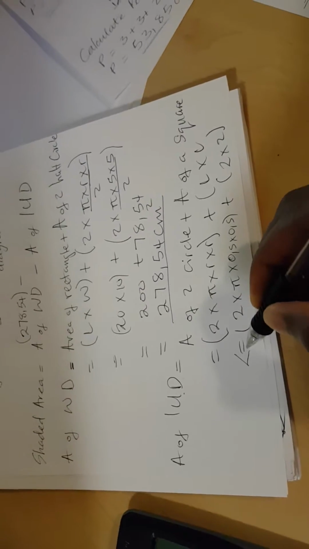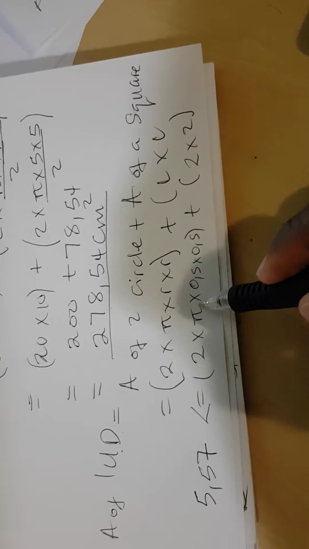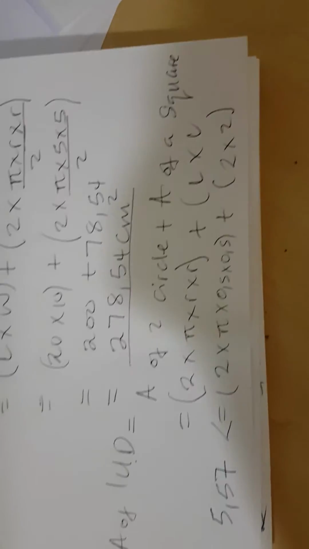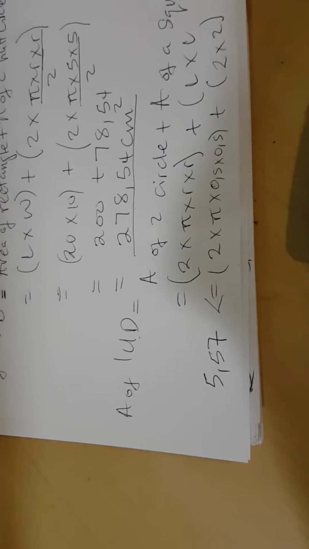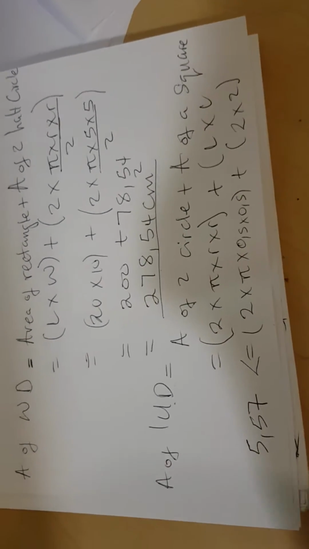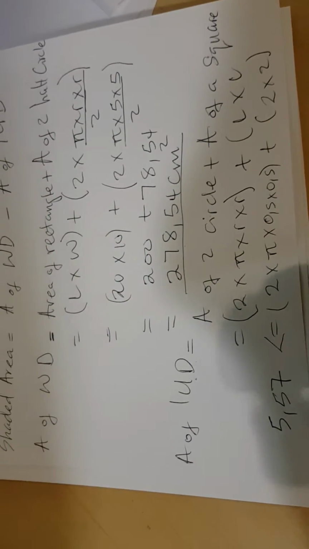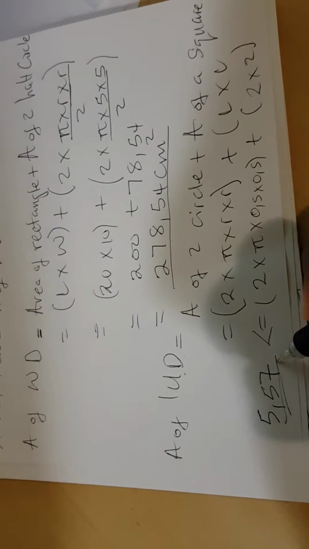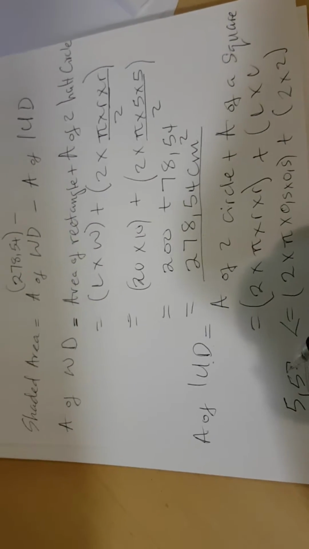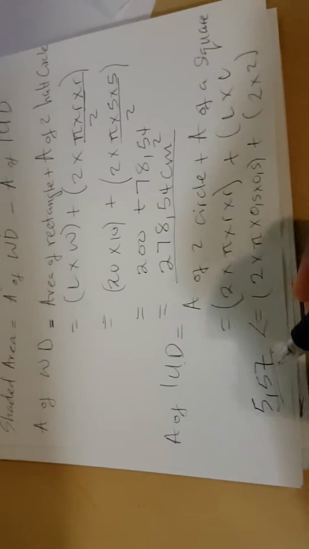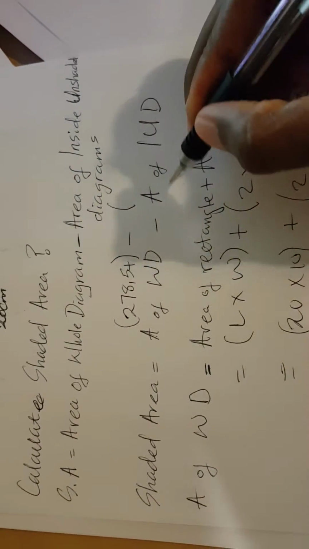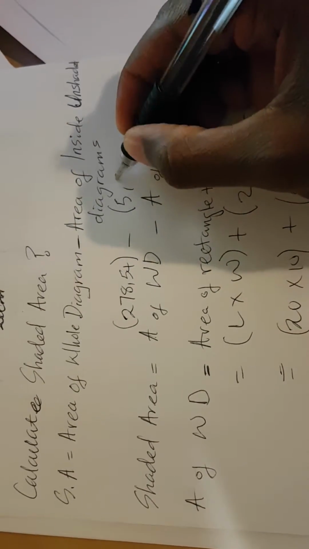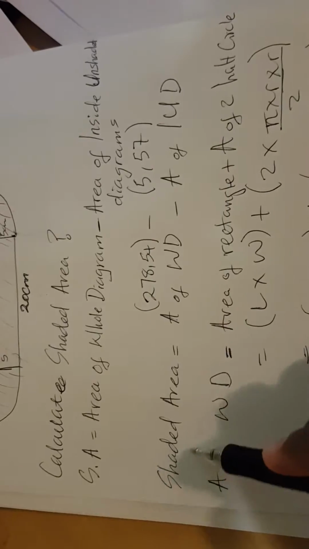So how much are we going to get here? Let's see. If we calculate 2 times pi times 0.5 times 0.5, plus 2 times 2, we're going to get 5.57. So that's what we got for now. The thing is, 5.57 is the area of the inside shaded diagrams. So this area should be subtracted from the whole diagram. We'll take 5.57 and subtract it from the area of the whole diagram.